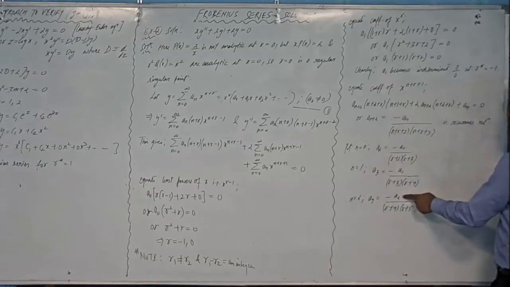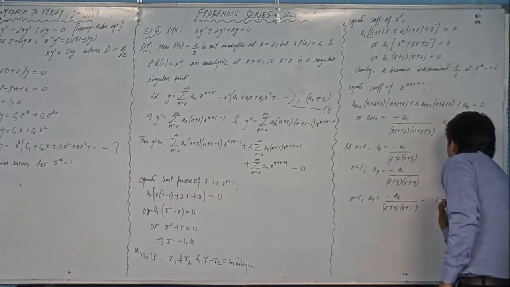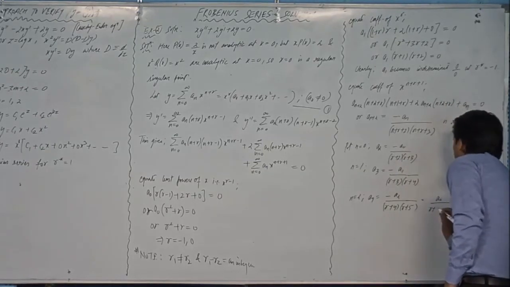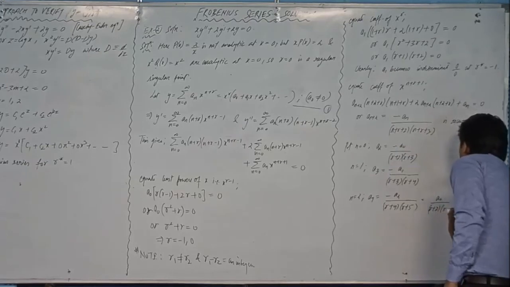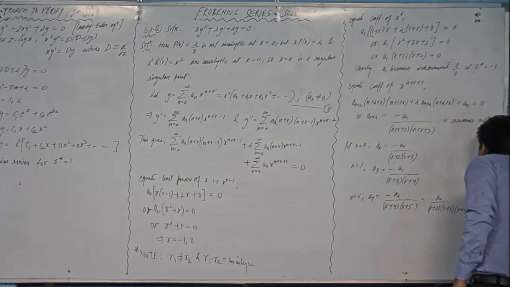And since I already know the value of a2, I plug this value here, and that will become a naught over r plus 2, r plus 3, r plus 4, r plus 5, right?